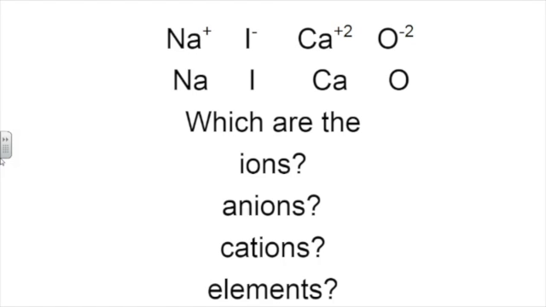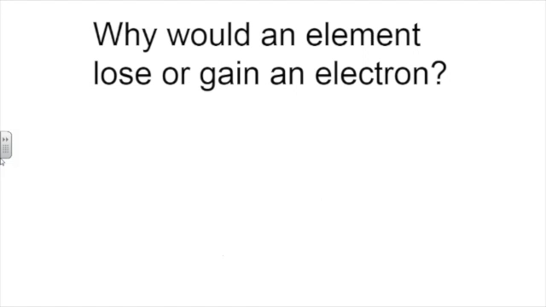So anions are ones with negative charges. In this case, looking at the list up top, I with the negative charge and the O with the -2 charge are your anions because they are negative. Cations are the ones with the positive charge, so that would be your Na with the plus sign and your Ca with the +2. Now the ones that are just regular elements are the ones that have no charge at all, so that's everything on that second row, the Na, I, Ca, and O that has no charge listed.